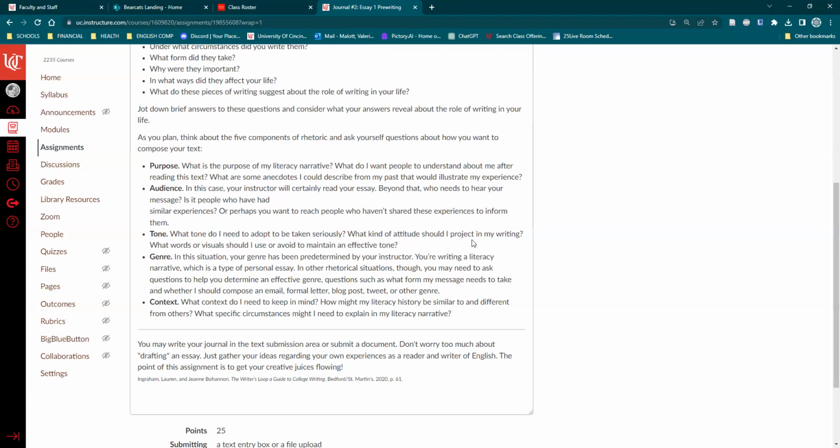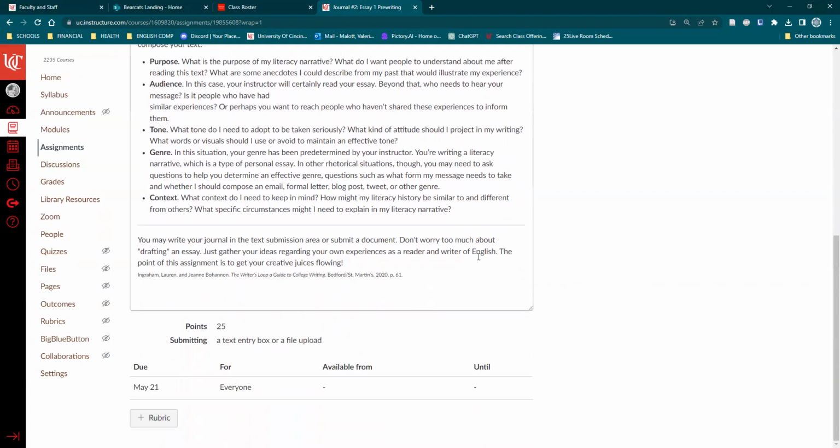I don't want you to worry too much about drafting an essay. If you want to write a rough draft for the essay, that's fine, but at least get some ideas down regarding your own experience as a reader and writer of English. The point of this assignment is just to get your creative juices flowing, okay? That's 25 points and it is due May 21st, just like all the other assignments for the week.